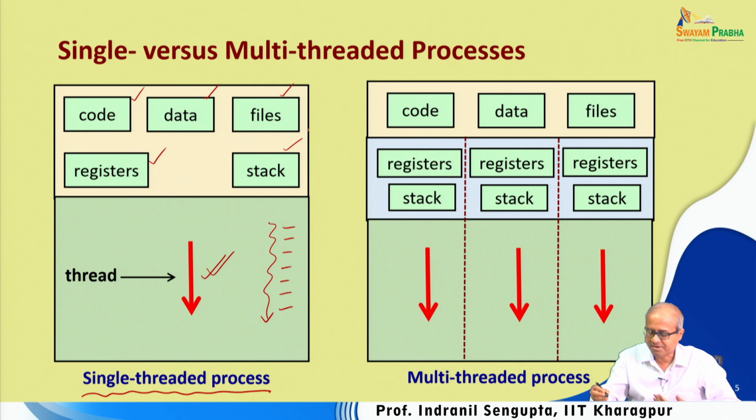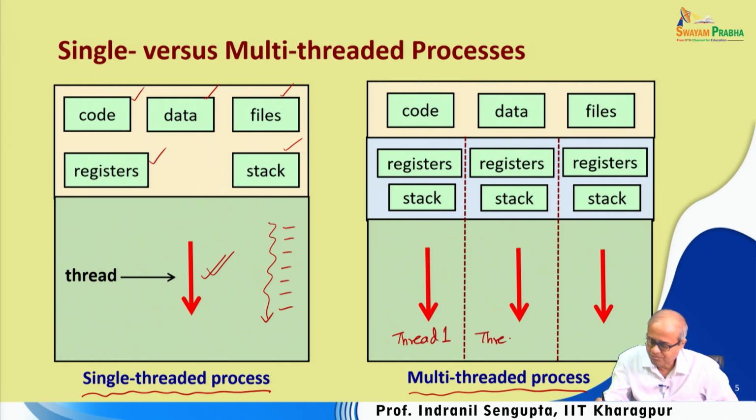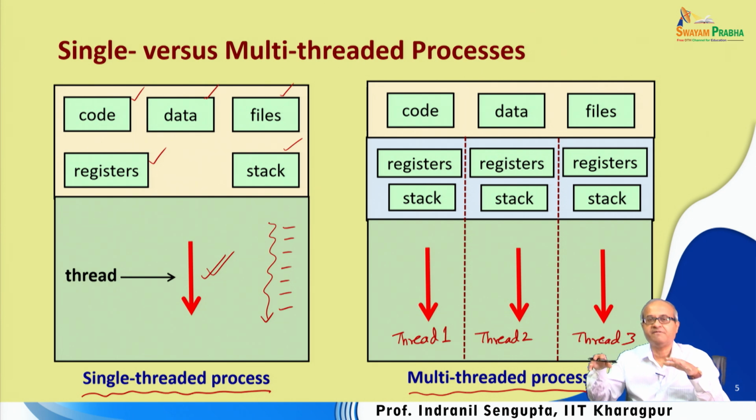But now, in the diagram on the right, you think of a multi-threaded process, where there was a process, let us say, which has created 3 different threads. This is your thread 1, this is your thread 2, this is your thread 3, and these red arrows indicate that they have 3 different threads of control. Whatever thread 1 is executing, thread 2 is executing something else, thread 3 is executing something else.